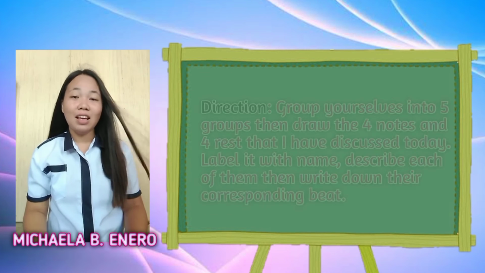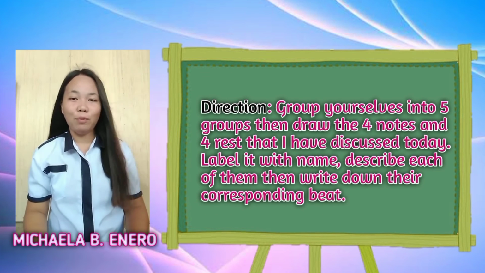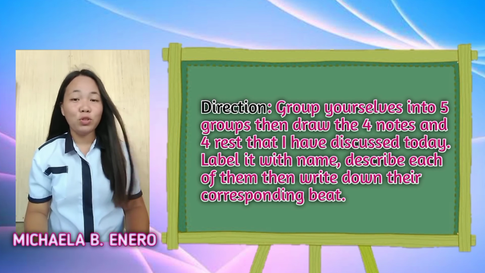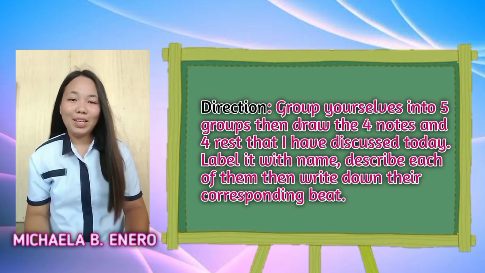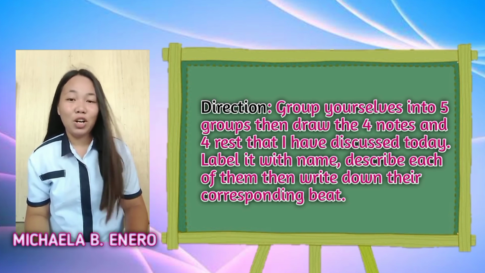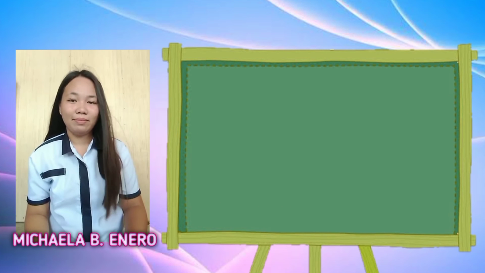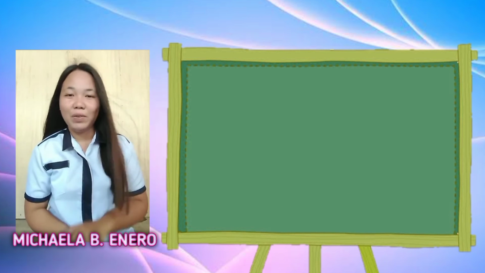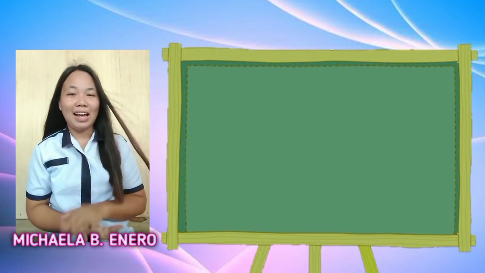So now, class, group yourselves into 5 groups, then draw the 4 notes and the 4 rests that we discussed today. Label it with the name, describe each of them, then write down their corresponding beat. So, we are done with our discussion and quiz today, class.